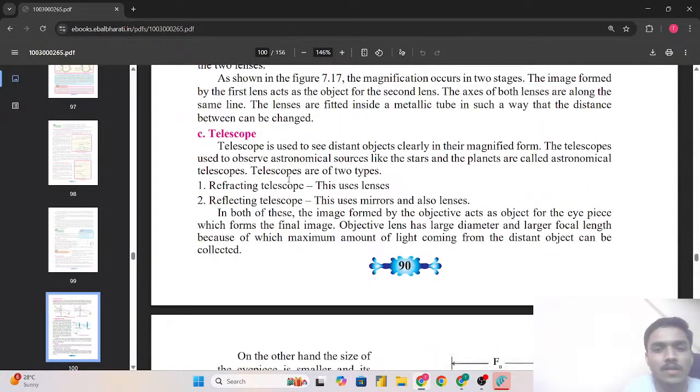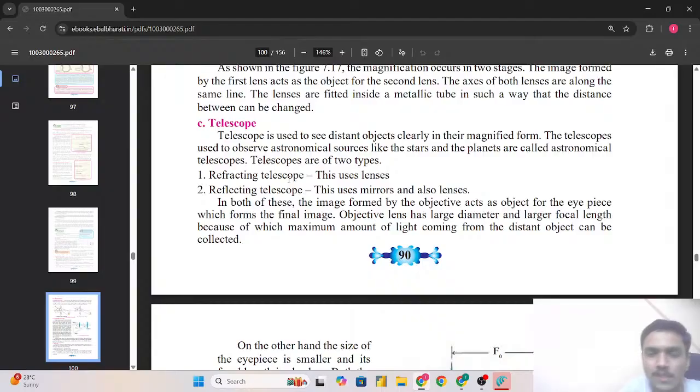नेक्स्ट इज द यूज ऑफ द टेलीस्कोप. मतलब टेलीस्कोप में भी कॉन्वेक्स लेंस यूज की जाती है. सो हाउ इट इज यूज दैट वी आर गोइंग टू सी. सो टेलीस्कोप इज यूज टू सी डिस्टेंट ऑब्जेक्ट्स क्लियरली इन देयर मैग्निफाइड फॉर्म. The telescopes used to observe the astronomical sources like the stars and the planets are called astronomical telescopes. Telescopes are of two types. First one is the refracting telescope, second one is the reflecting telescope. Refracting telescope uses the lens and reflecting telescope uses the mirrors and also the lenses.